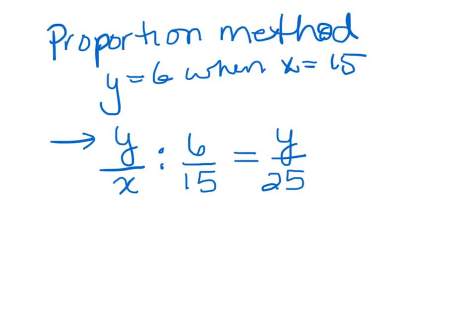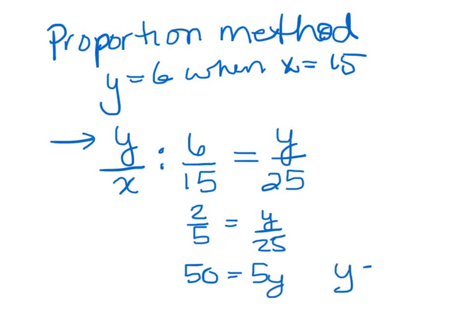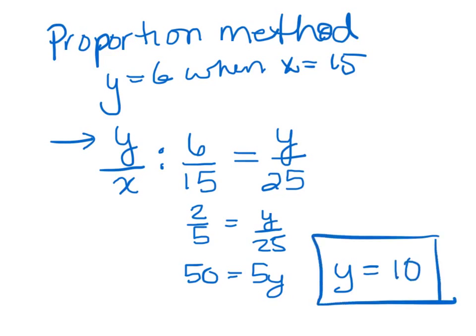Now, I can cross multiply like I always would, but I like to reduce first. So I'm going to call this 2 over 5 is equal to y over 25. I just don't like when my numbers get too big. So this gives me 50 is equal to 5y when I do that cross multiply. And again, now I just divide by 5 and I get y equal 10, the same answer as I got before, just using this other proportion method.